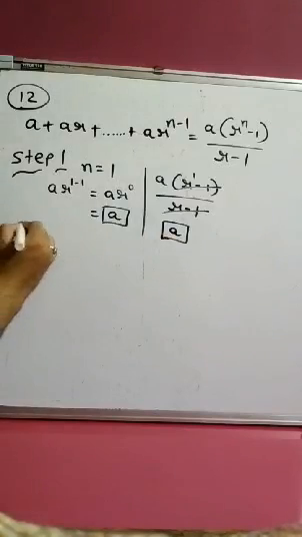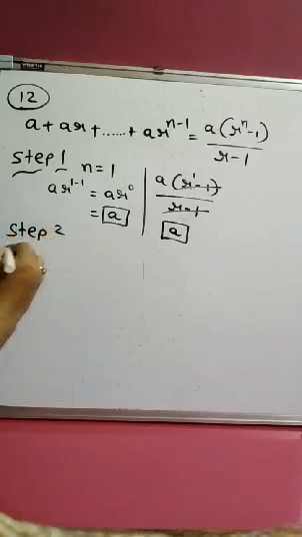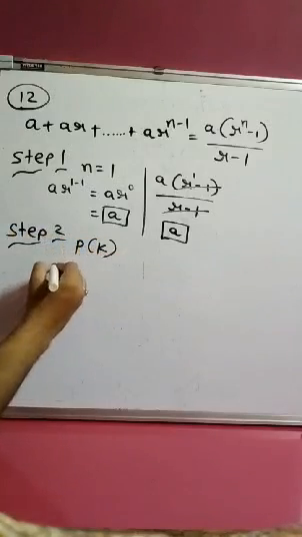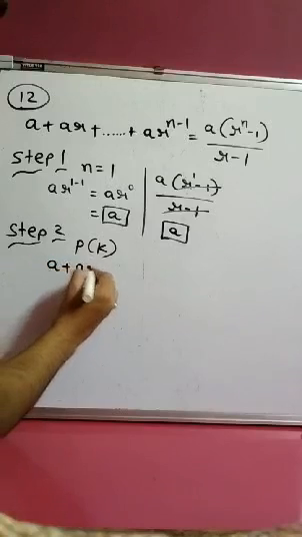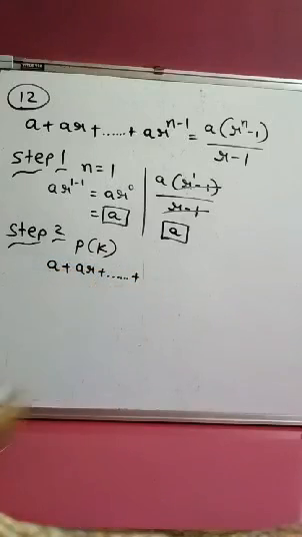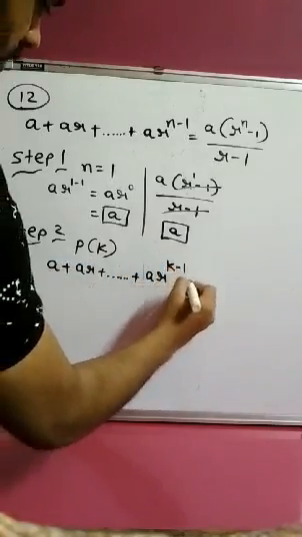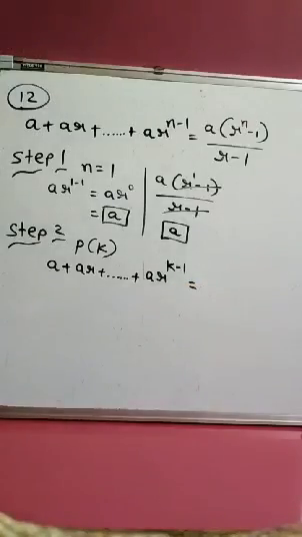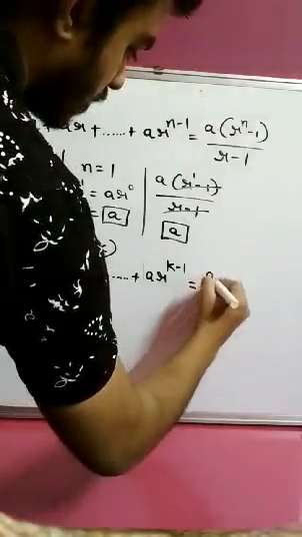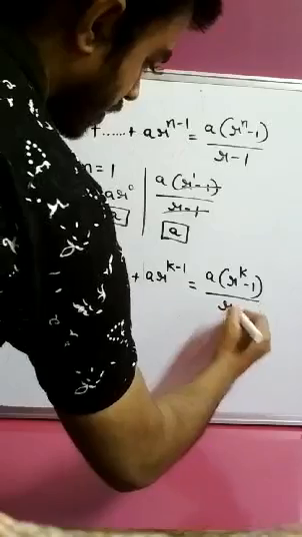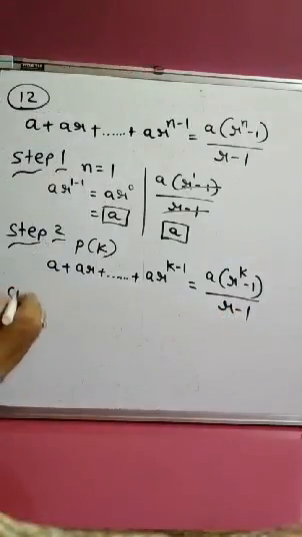Now step 2. In step 2, P of k, a plus ar till ar raised to k minus 1 is equal to a into r raised to k minus 1 upon r minus 1. Step 3.